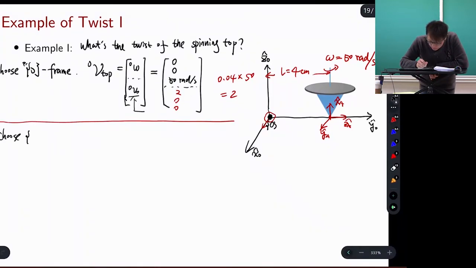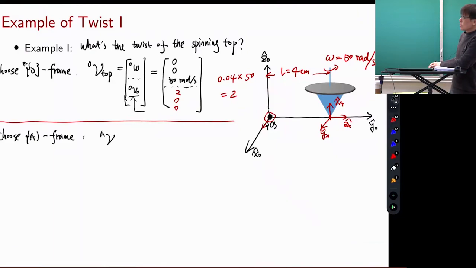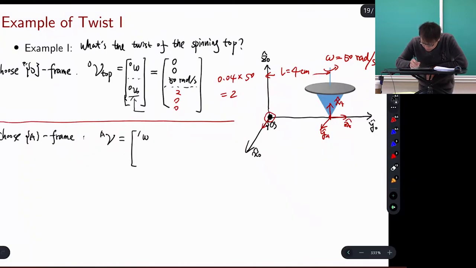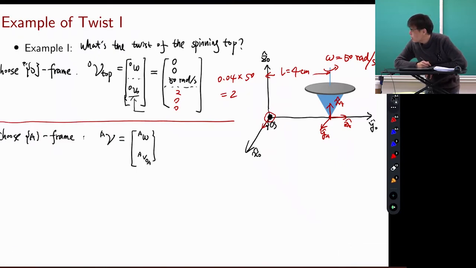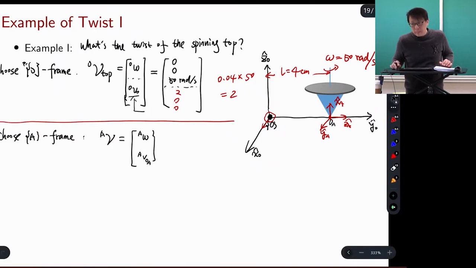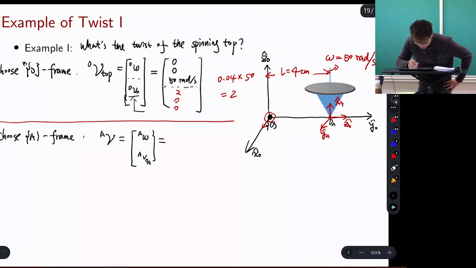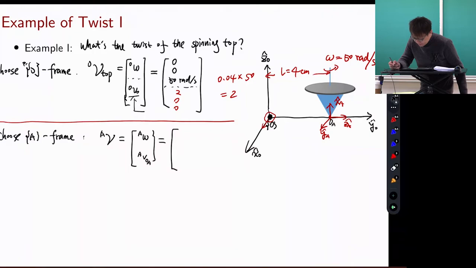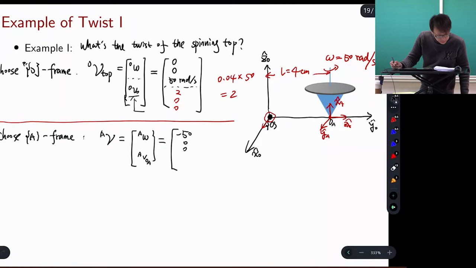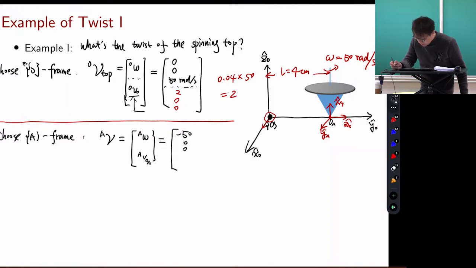All right, let's do another frame. Let's say choose A frame. Okay. What about the twist in A? Of course, that will be by definition omega in A and V of OA in A. Notation will get heavier, but I hope that's clear enough. This is O of A, right? Sinhan, what do you think this time? I give you an easy task. Okay, what is omega in A? Negative 50, 0, 0, right? Or positive 50? Yeah, okay, good. 50, 0, 0.